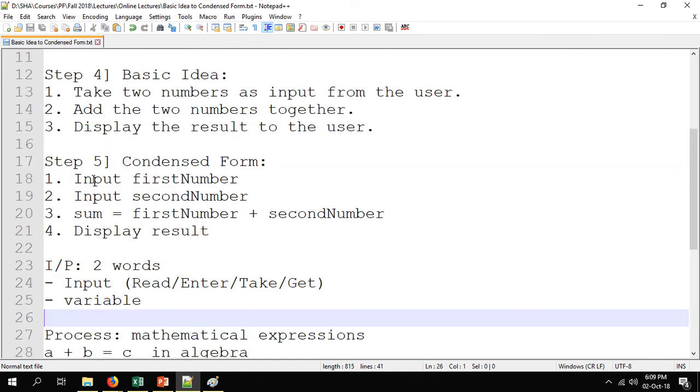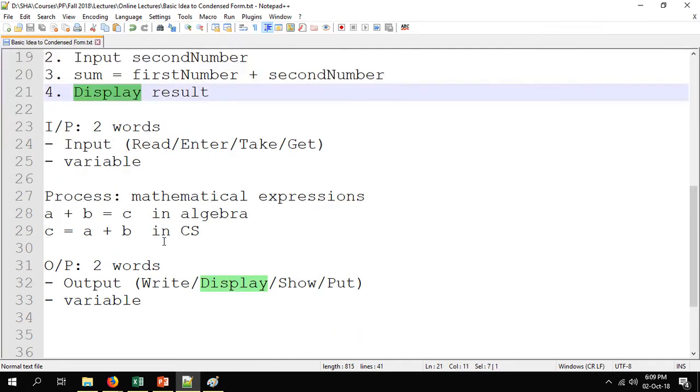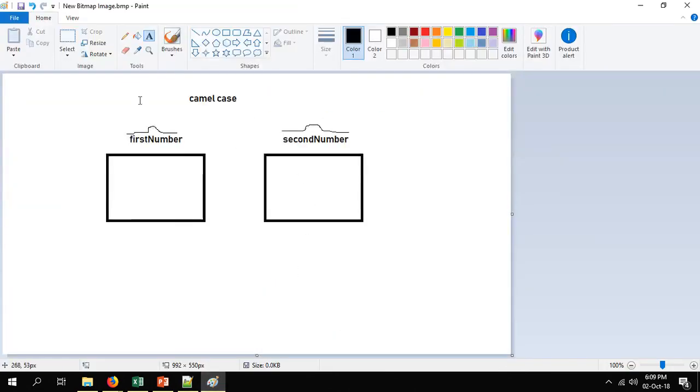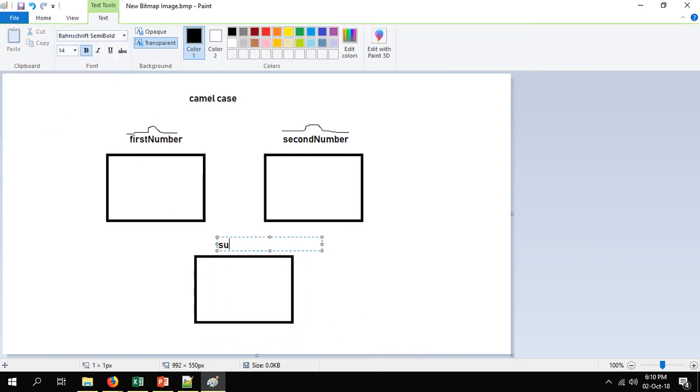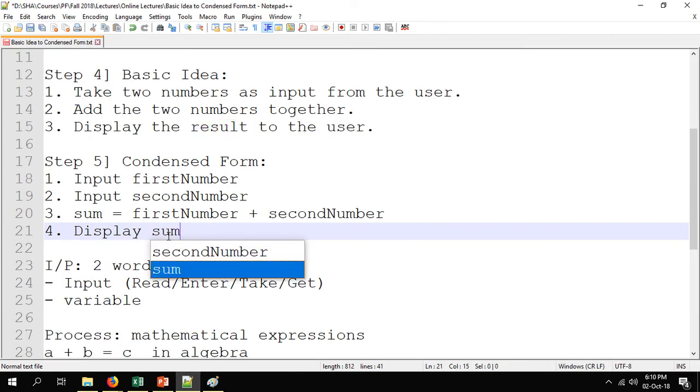So let's apply this to this step. Display result. All right, we have two words, but what is the problem? The only problem is that this should be a variable, but we don't have any variable called result. The variables we have created are these, and we have created another variable that we called sum. So we'll simply change this to sum, because we need to show the user what the result was.